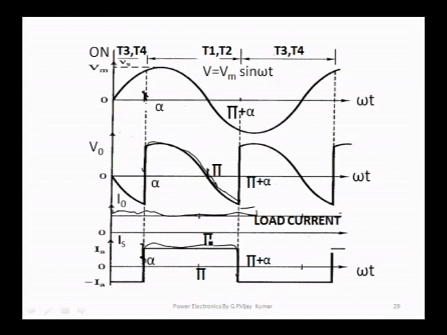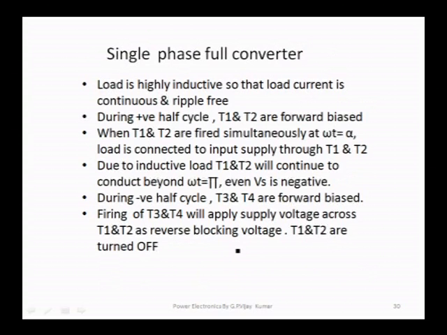Again, the other two thyristors T3 and T4 are fired at this angle. At the same time, T1 and T2 get reverse biased, they are turned off. See the waveform of output voltage, again it is going negative here and the load current remains constant and Is becomes negative here. Let us see the observations that you can make.